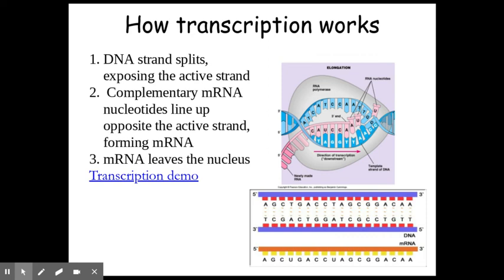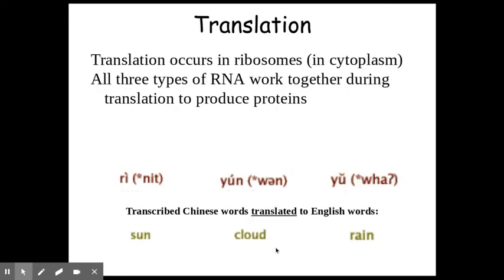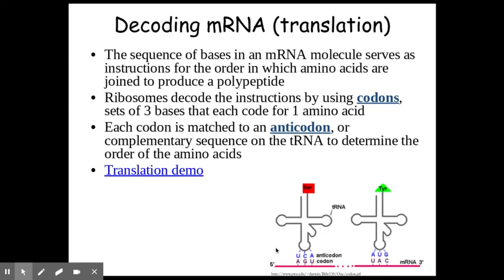So then mRNA leaves the nucleus and goes into the cytoplasm, then goes into the ribosome, where translation occurs. So translation occurs in the ribosome, and all three types of RNA work together during translation to produce your proteins. Your mRNA strand is sort of like the instructions of what amino acids will be linked together to produce that polypeptide.